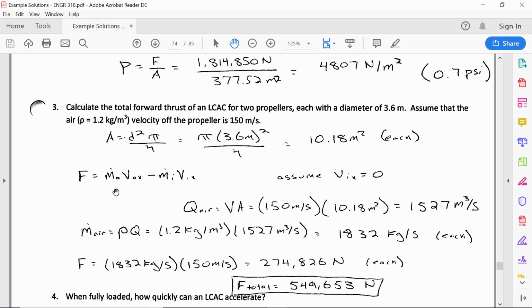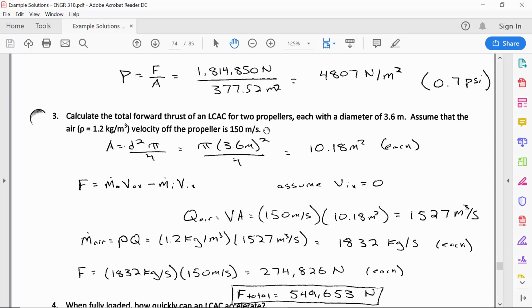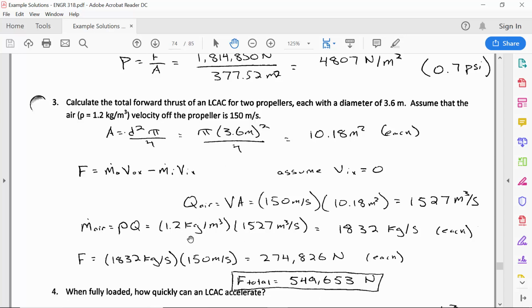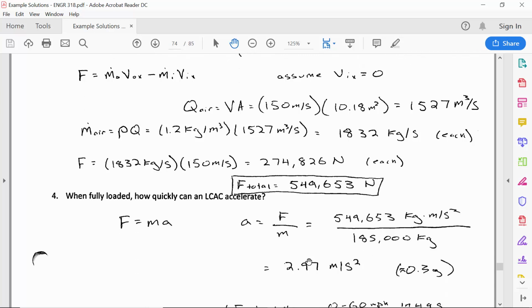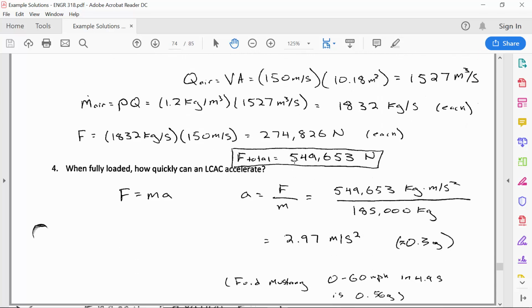And so we need to find, using the momentum equation, the mass flow rate out and the velocity out. So the velocity out was given as 150 meters per second. So then what we need to do is find the mass flow rate out. So it's going to be the volumetric flow rate, which has to do with the cross-sectional area and the velocity that's given, and then the mass of air, 1.2 kilograms per cubic meter. So if we have, for each of them, approximately 275,000 newtons, then we can find the total magnitude of the force.